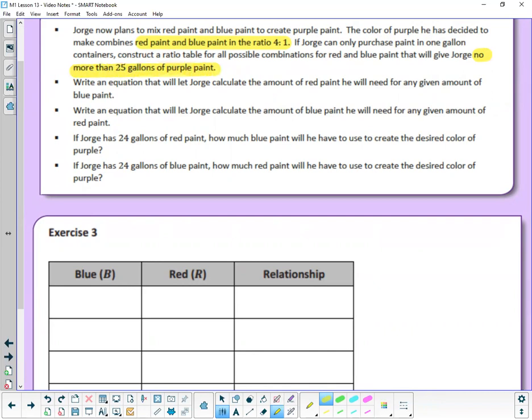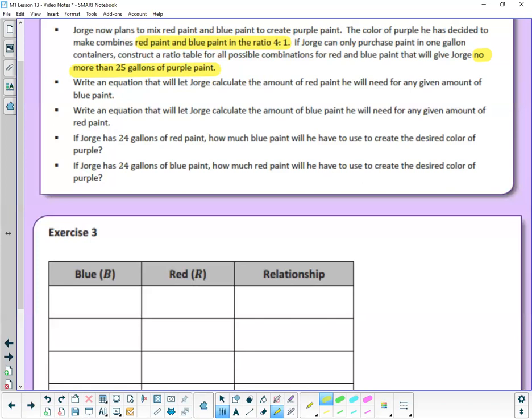All right. So let's do that first. Well, let's finish reading the question. Then it says write an equation that will let Jorge calculate the amount of red paint he will need for any given amount of blue paint. Then you're going to write an equation that will allow Jorge to calculate the amount of blue paint he will need for any given amount of red paint. If Jorge has 24 gallons of red paint, how much blue paint will he have to use to create the desired color purple? And finally, we're going to end with if Jorge has 24 gallons of blue paint, how much red paint will he have to use to create the desired color of purple?